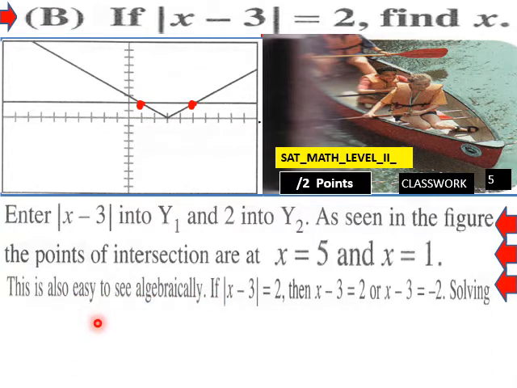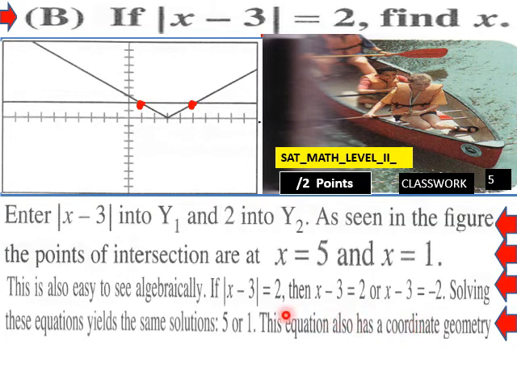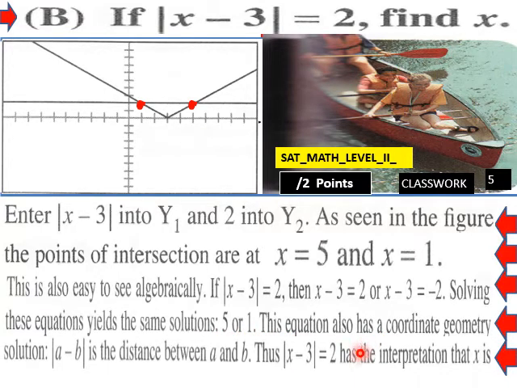This is also easy to see algebraically. If absolute value of x minus 3 equals 2, then x minus 3 equals 2, or x minus 3 equals negative 2. Solving these equations yields the same solutions, 5 or 1. This equation also has a coordinate geometry solution: absolute value of a minus b is the distance between a and b. Thus absolute value of x minus 3 equals 2 has the interpretation that x is 2 units from 3, therefore x must be 5 or 1.